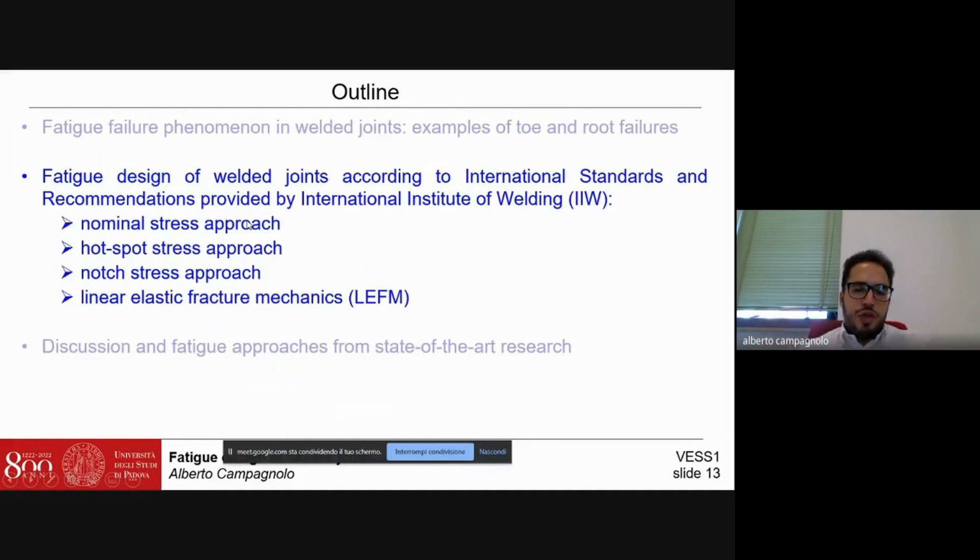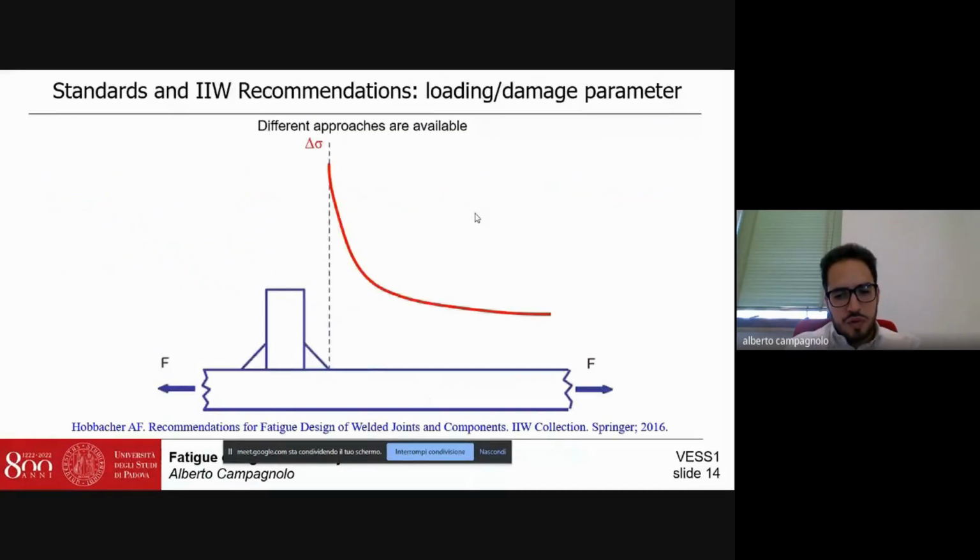So after having shown you some examples of fatigue failures of welded joints, we can speak about how the international standards and recommendations provided by IIW, which is the International Institute of Welding, suggest designing welded structures against fatigue. First of all, let me briefly introduce the loading and damage parameter according to the four different approaches previously introduced.